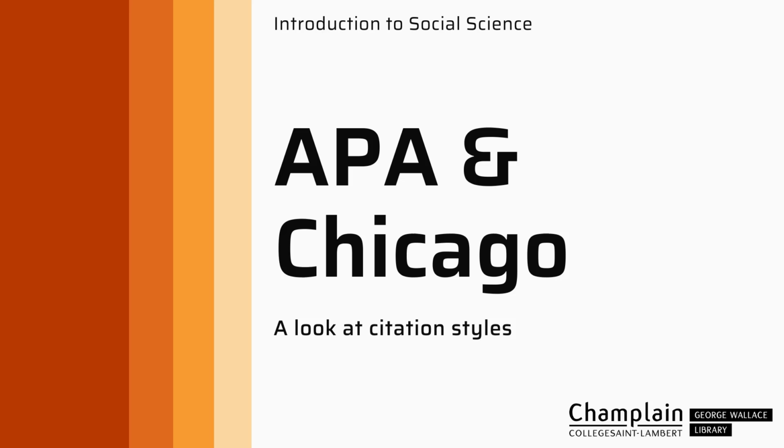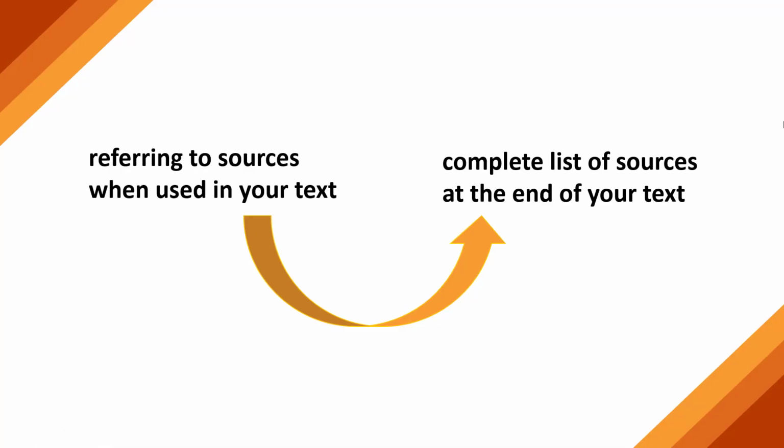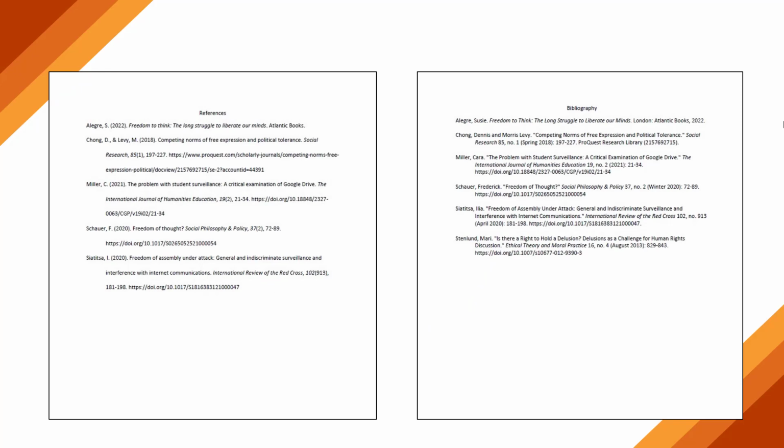Let's learn the basics of APA and Chicago styles, two different ways of citing your sources. APA and Chicago style both consist of two parts, a way of making a list of your sources and a way of referring to your sources when you use them within the essay. In this video, we're going to focus on the list of sources, which can be referred to generically as a bibliography or mediography. APA style calls it a reference list, and Chicago calls it a bibliography.